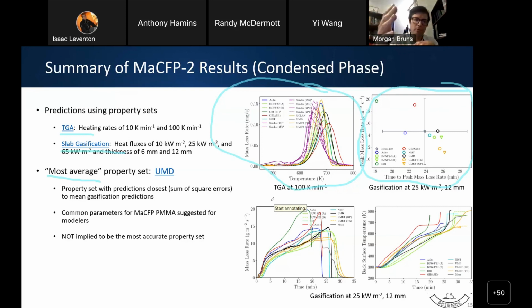Now, as Isaac will mention, there's going to be an intermediate step where we are going to have validation of these different data sets in terms of their predictions of gasification data. Then you'll have more flexibility in choosing ones that are validated against the data. So I want to emphasize, we're not implying that this Maryland property set is the best. We don't know it's the best. We just know it's most representative of what everyone's predicted.